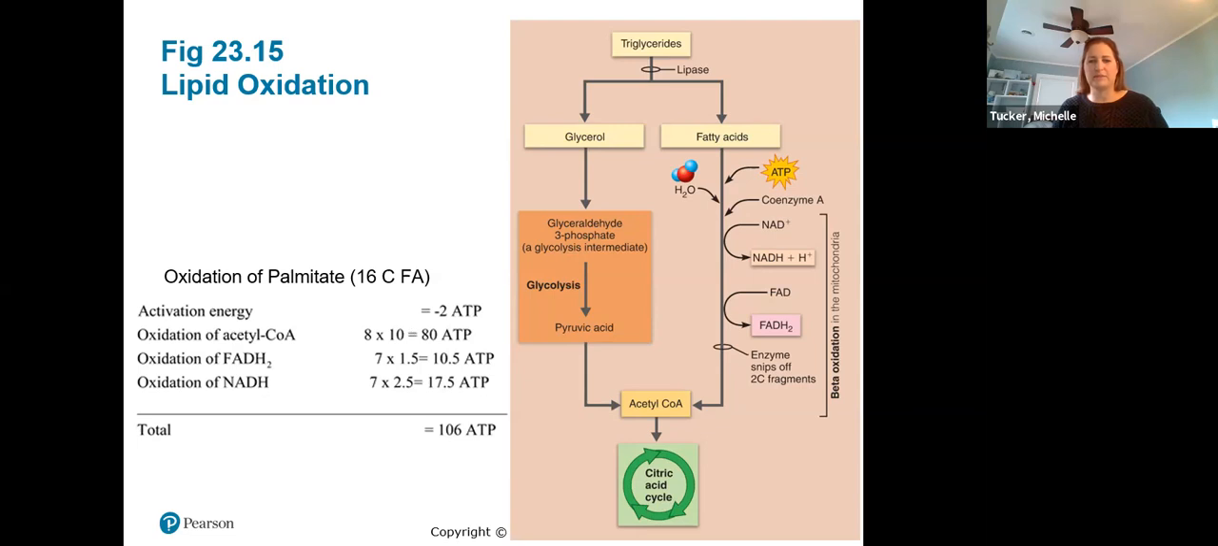I know, lots of numbers. What you do need to know is that it'll generate over 100 ATP. So 16 carbons is 106, and then I'd have to do the math if it's 20 carbons. But for a long chain fatty acid, which is 14 carbons or higher, then it'll be over 100 ATP produced.